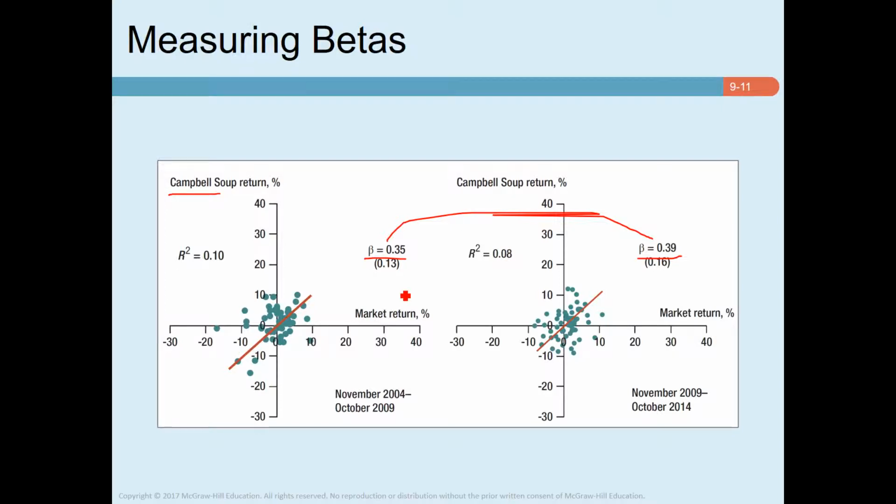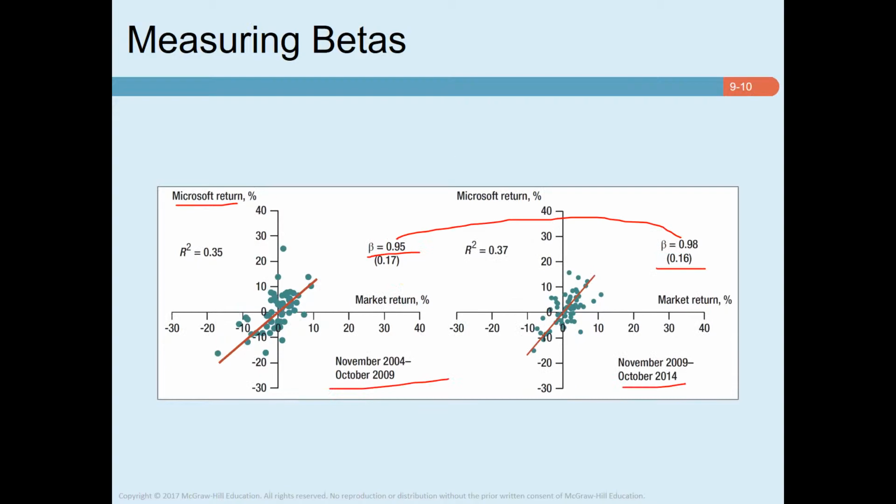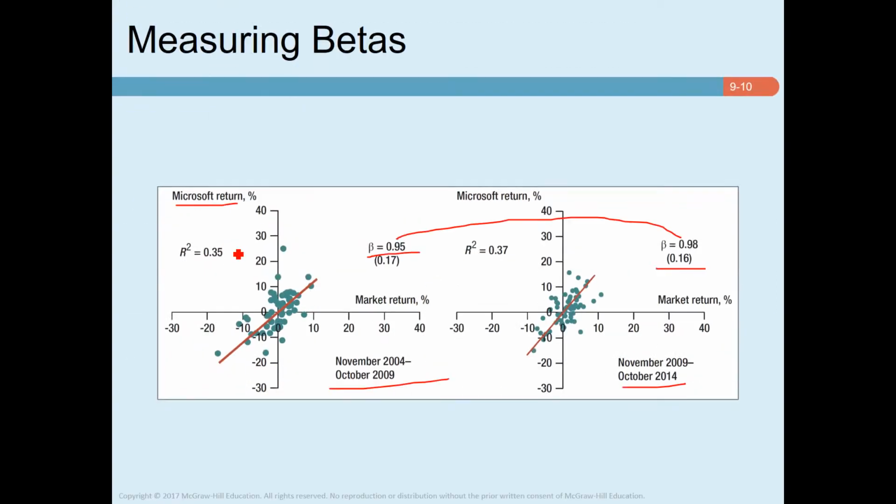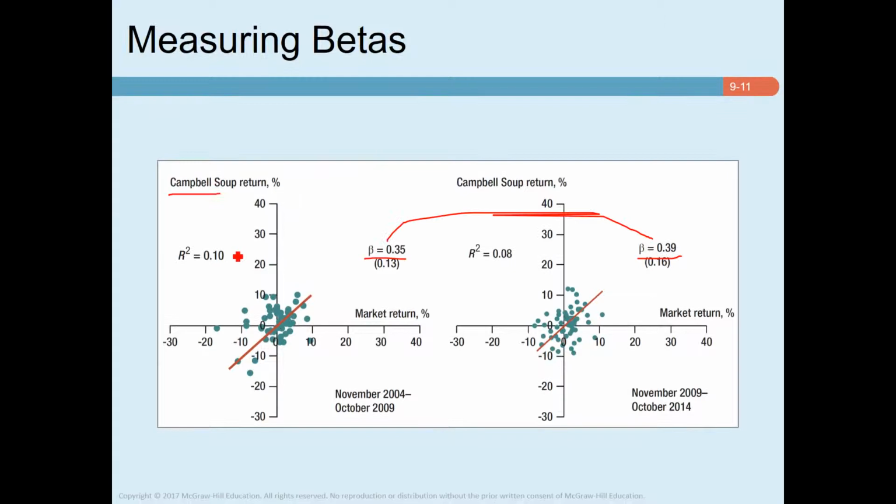Okay. Now we will look at another statistic, which is R square. You can see R square here is 0.44 and 0.60, here it is 0.35 and 0.37, and here it is 0.10 and 0.08. So what does this R square indicate?